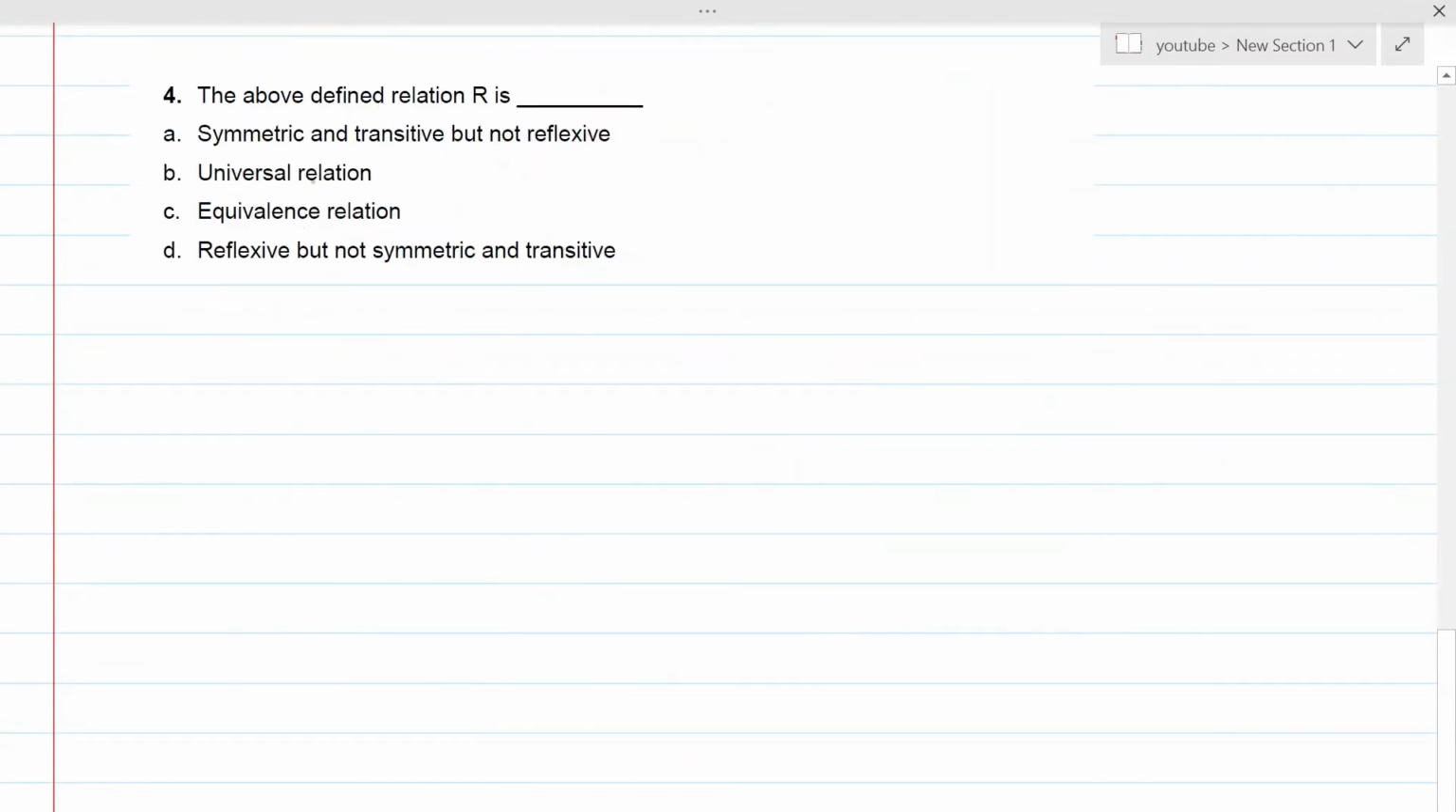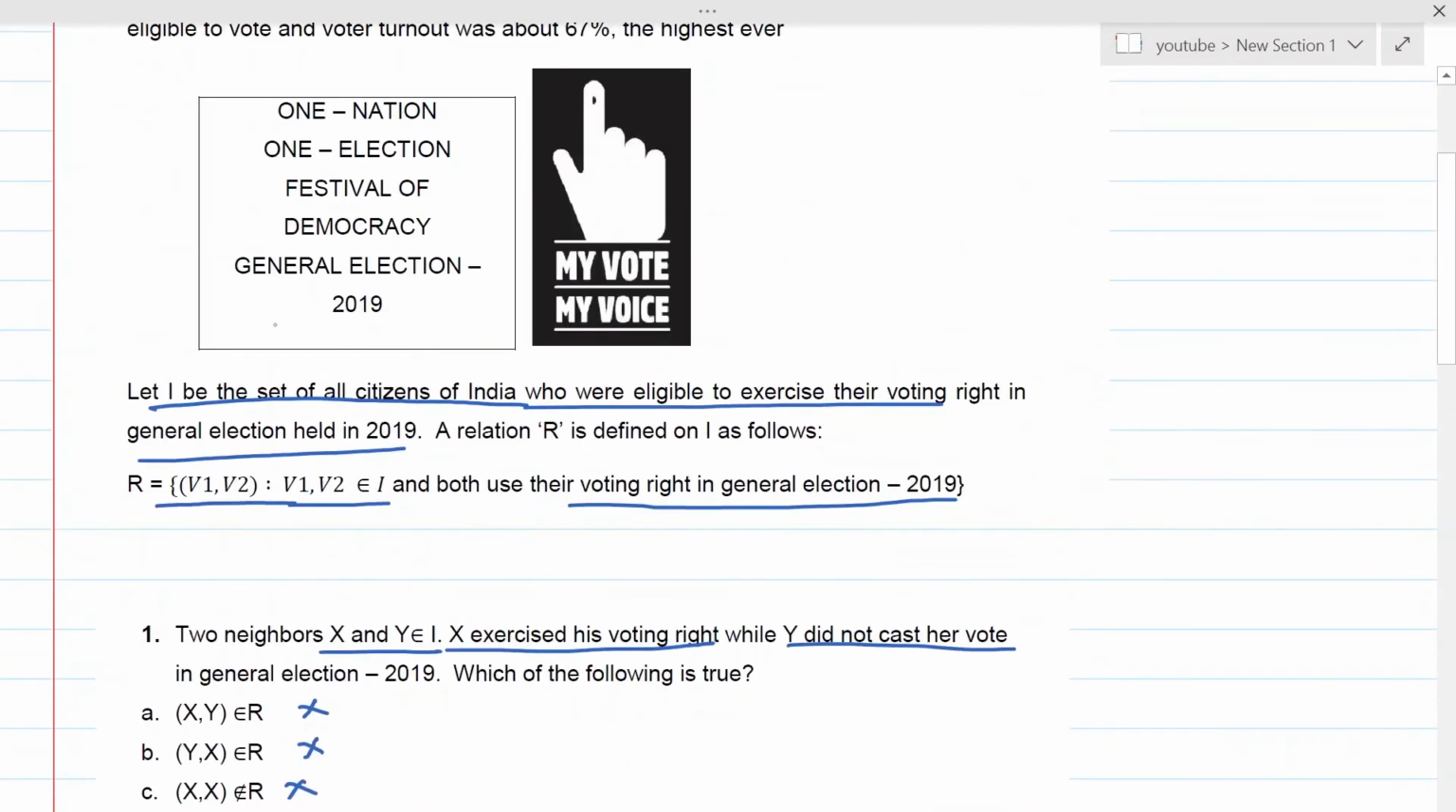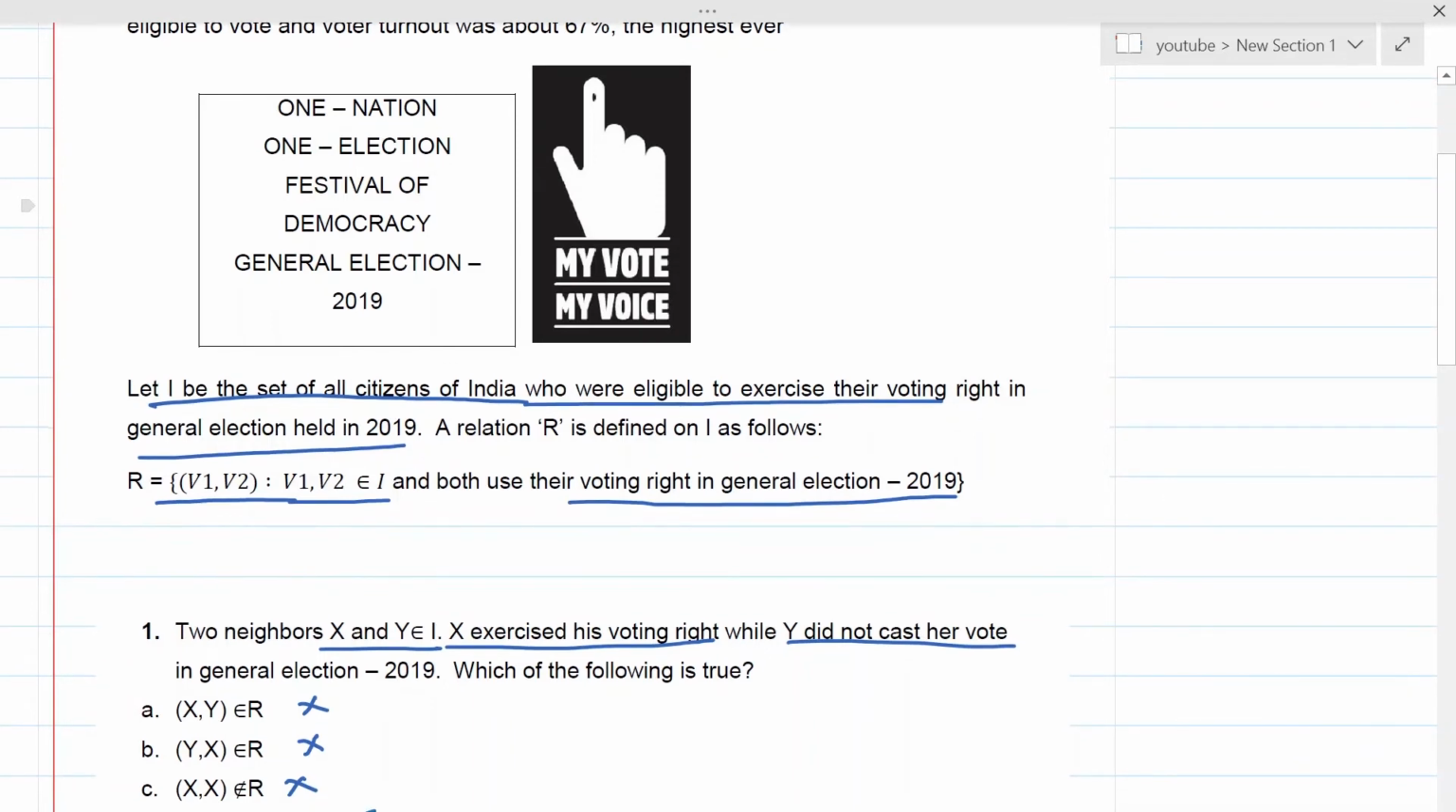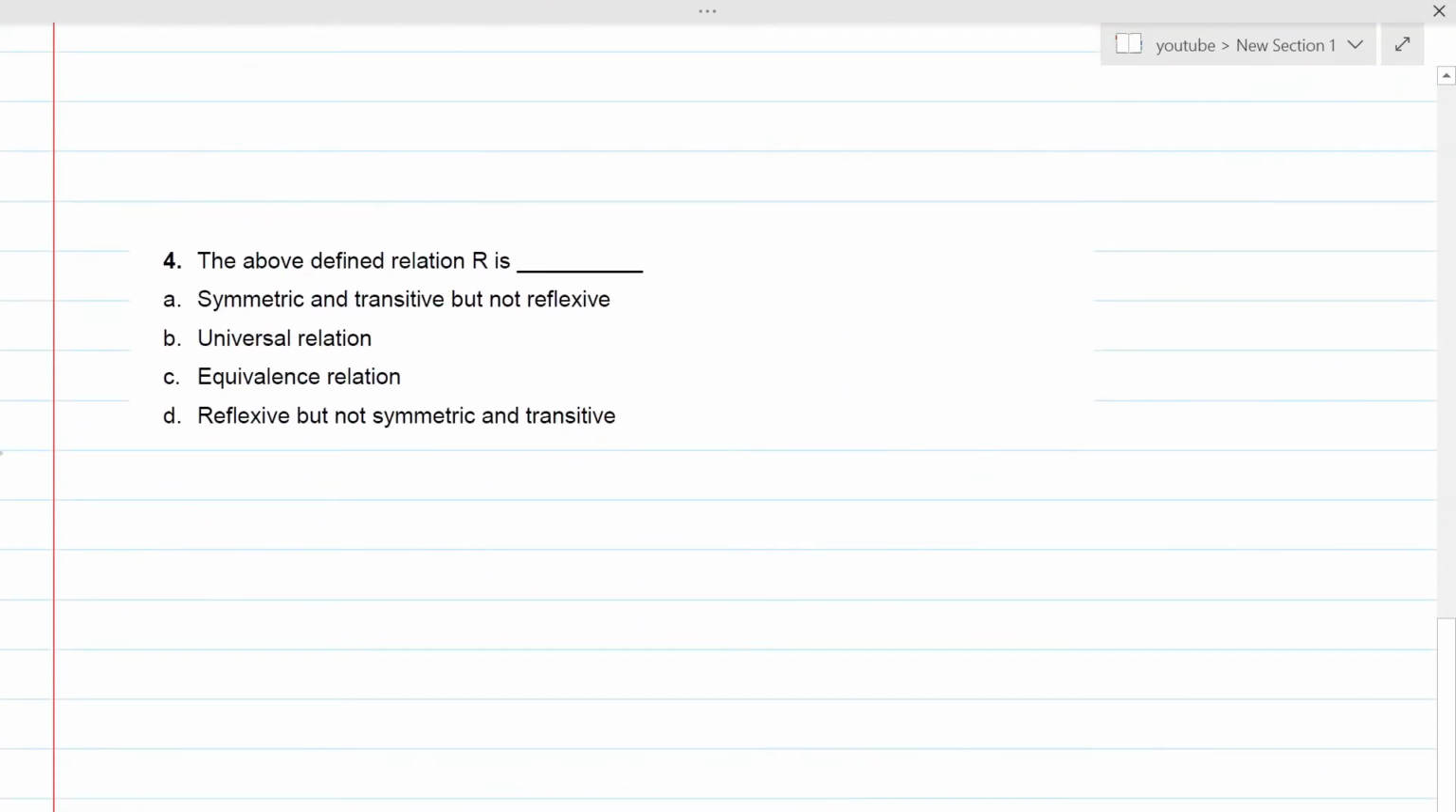Now, the fourth question is, the above relation is symmetric, transitive, reflexive. We have to figure out if it's an equivalence relation or not, or if any of these hold true. So, what is given in the question? The relation is defined as (V1, V2), where V1, V2 belong to I, and both use their voting rights in the general election. So, let's write this down. Relation R is when V1, V2 belong to I, and V1 and V2 both exercise their right of voting. So both of them are voting, right?